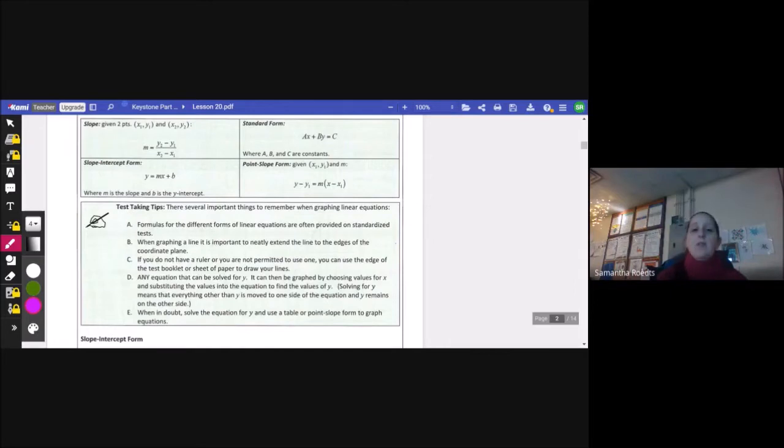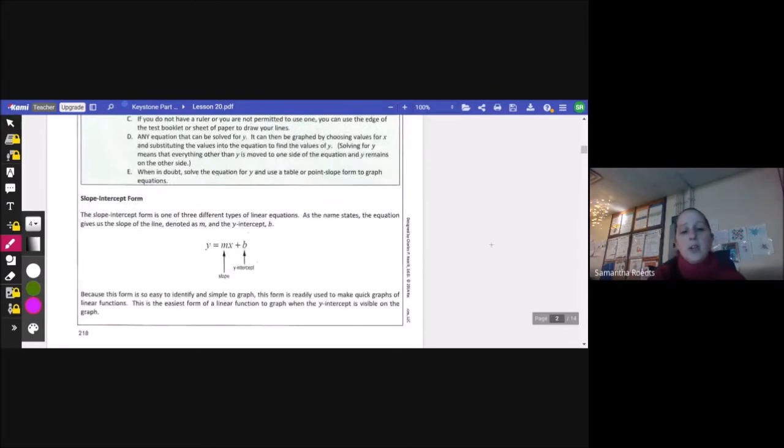Any equation that can be solved for y can then be graphed by choosing values for x and substituting the values into the equation to find the values of y. Solving for y means that everything other than y is moved to one side of the equation and y remains on the other side. And then when in doubt, solve the equation for y and use a table or point-slope form to graph the equation.